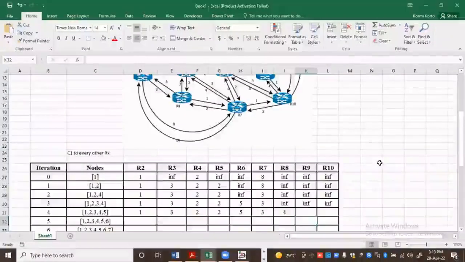Like for instance, over here, to get to R1, it was using a cost of 8, a higher cost. But when it got to iteration 3, and it had 3 routers or nodes to work with, what did it do? It recalculated its cost and realized it'd be much cheaper to go through 2 and 4 and have a cost of 3 instead of a cost of 8. So now it has basically renegotiated its cost.